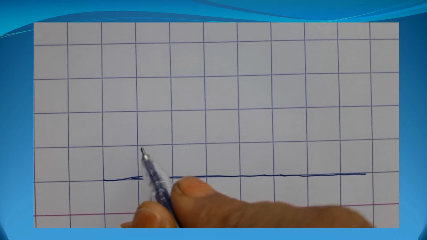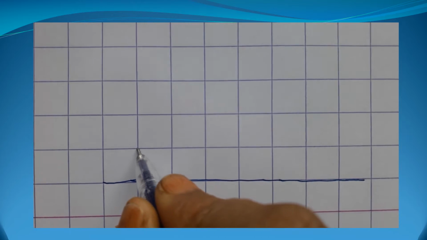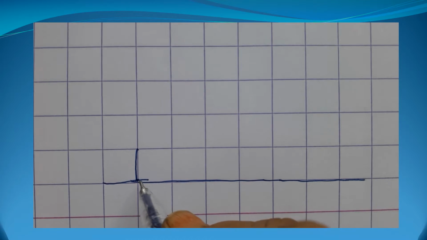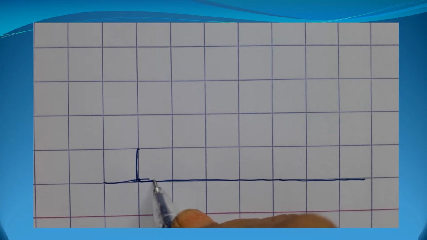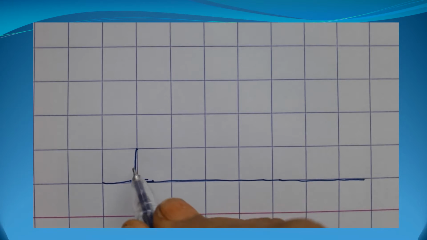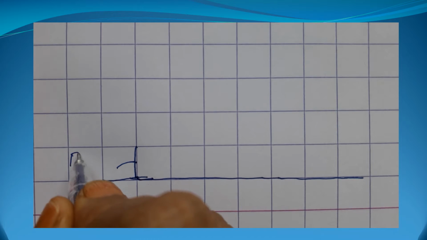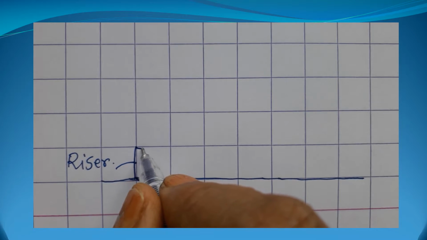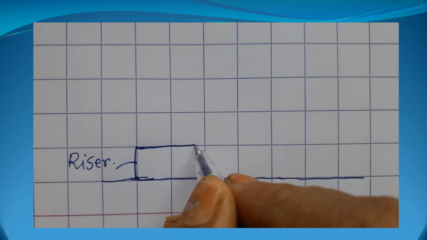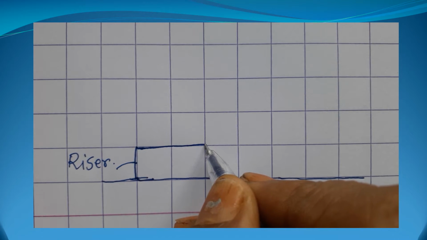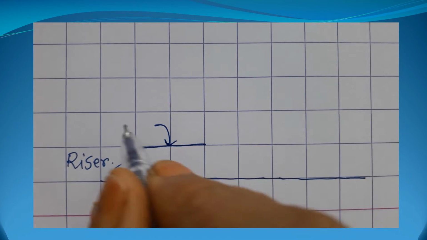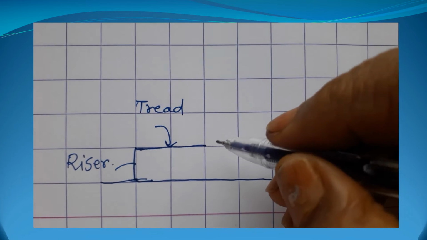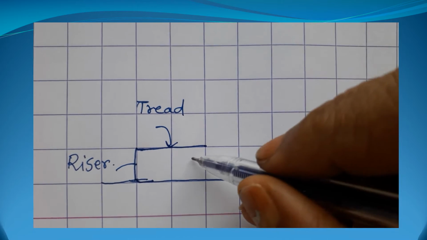Now we will draw the first step. So this is the vertical line at 90 degrees to this floor line. It will be called the riser, and the horizontal line on which we keep our foot, or the step, is called the tread. So the horizontal portion is called the tread. In this way we draw the first step.